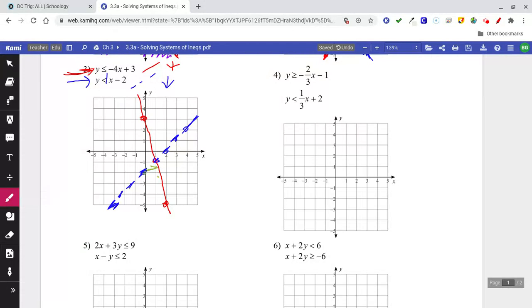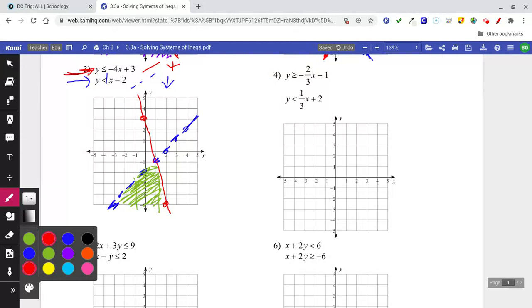Remember, put your pencil on the red and go down. Put your pencil on the blue and go down. That's where we'd be. Number 4. Start at -1. Going to go down 2 and right 3, or up 2 and left 3. Looks like that. Solid line. It says equals, right? Greater than or equals says it's solid, and we're going to shade up.